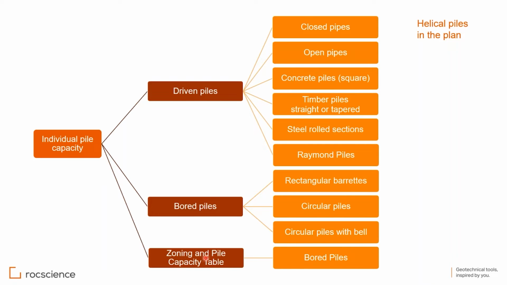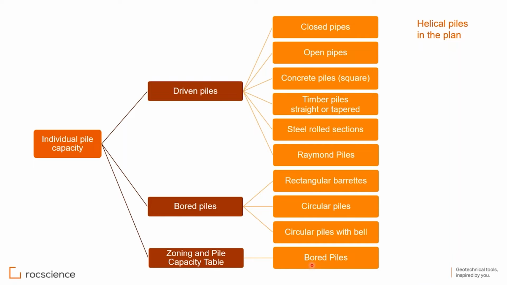The last part is the zoning and pile capacity table generator. This is related to bored piles because usually, if you have driven piles, you will not have many choices and many depths. So usually you have one type of pile and you know the capacity for a certain length or a couple of lengths, and you distribute it in the site based on that.